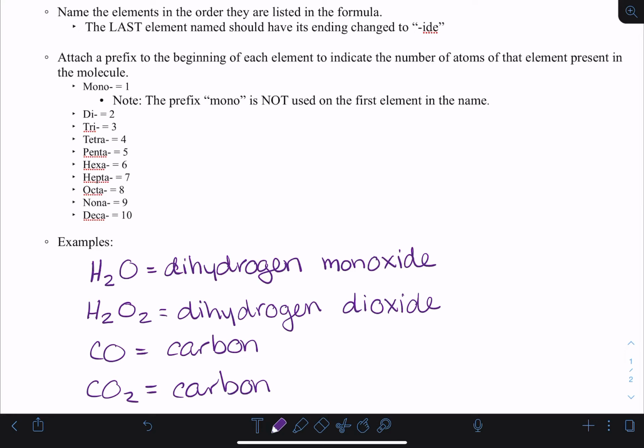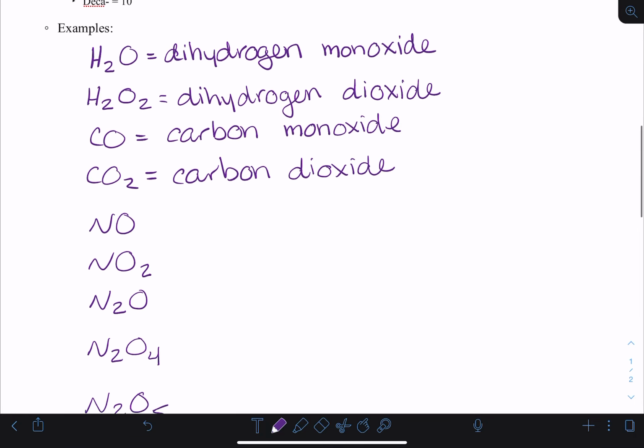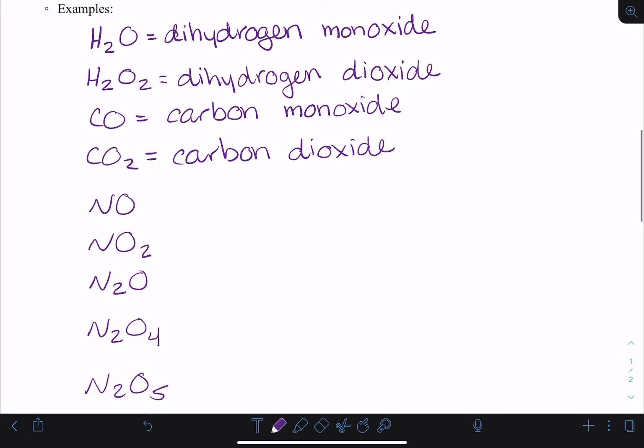So then oxygen, we have one here and two here. So the first one is carbon monoxide, and the second one is carbon dioxide. So why don't you pause the video here and take a few minutes to try and apply the same naming rules to the examples we gave for nitrogen and oxygen compounds.